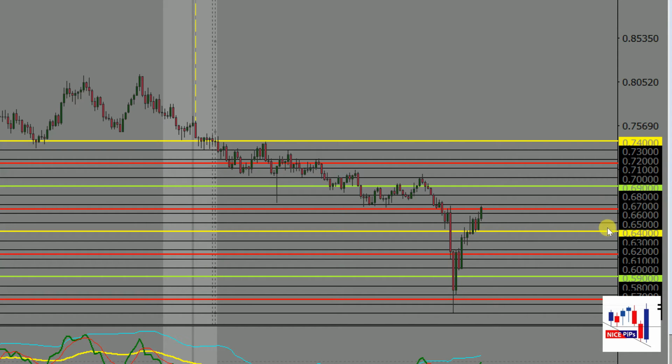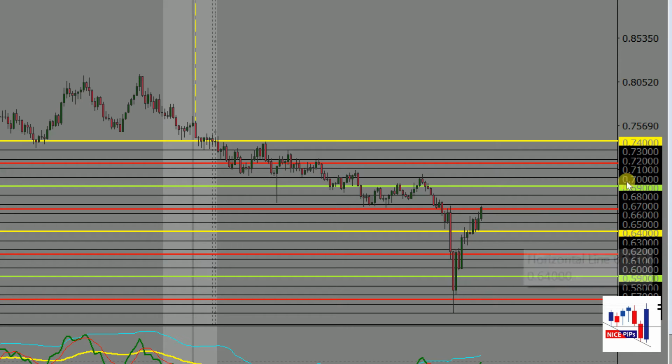Because it's the midpoint. If we are saying from 0.64 to 0.74, there are 1000. From 0.64 to this one here, 0.665, that's 250. From 0.665 to 0.69, that's 250 pips. But it's the half point of these 1000 pips, which makes it 500 pips. So it's the midpoint. That's why I gave it the color green. Hope you can understand that very well.